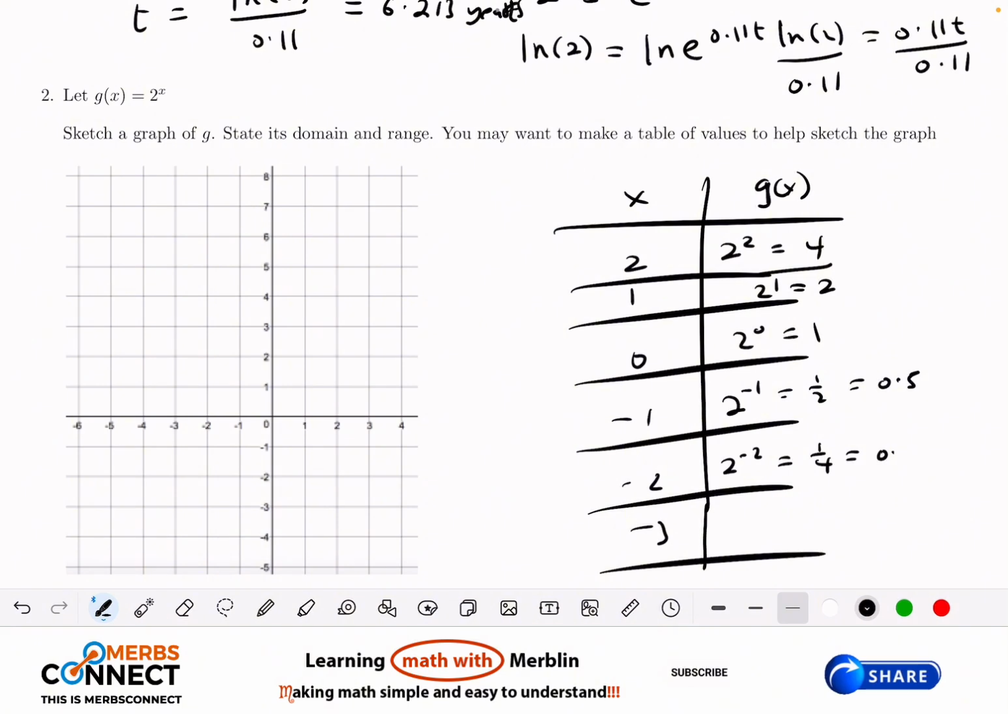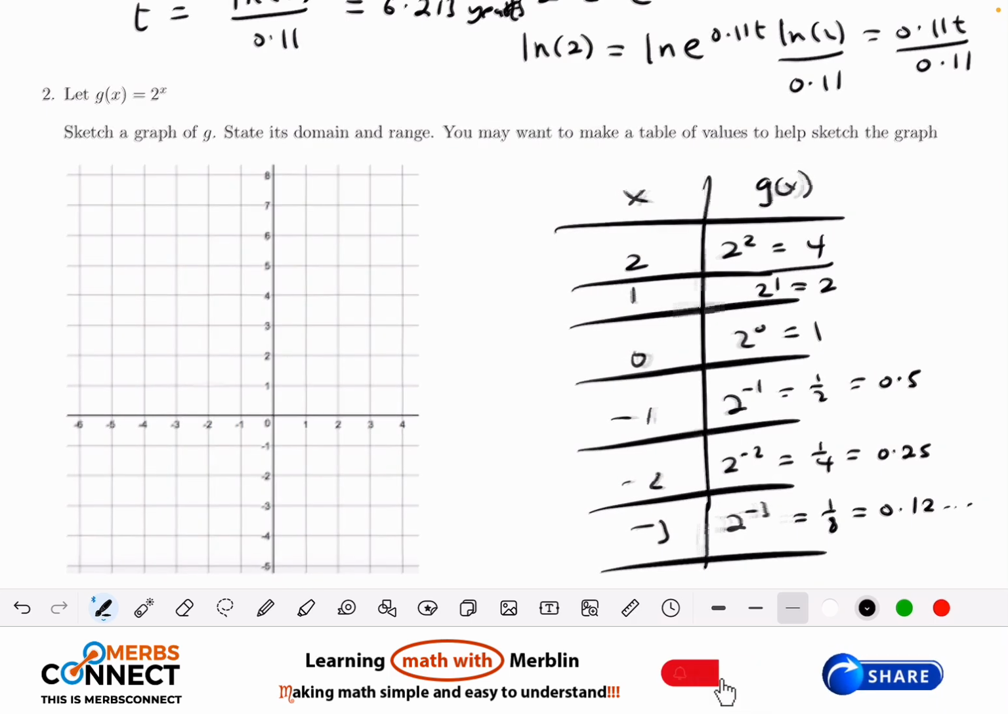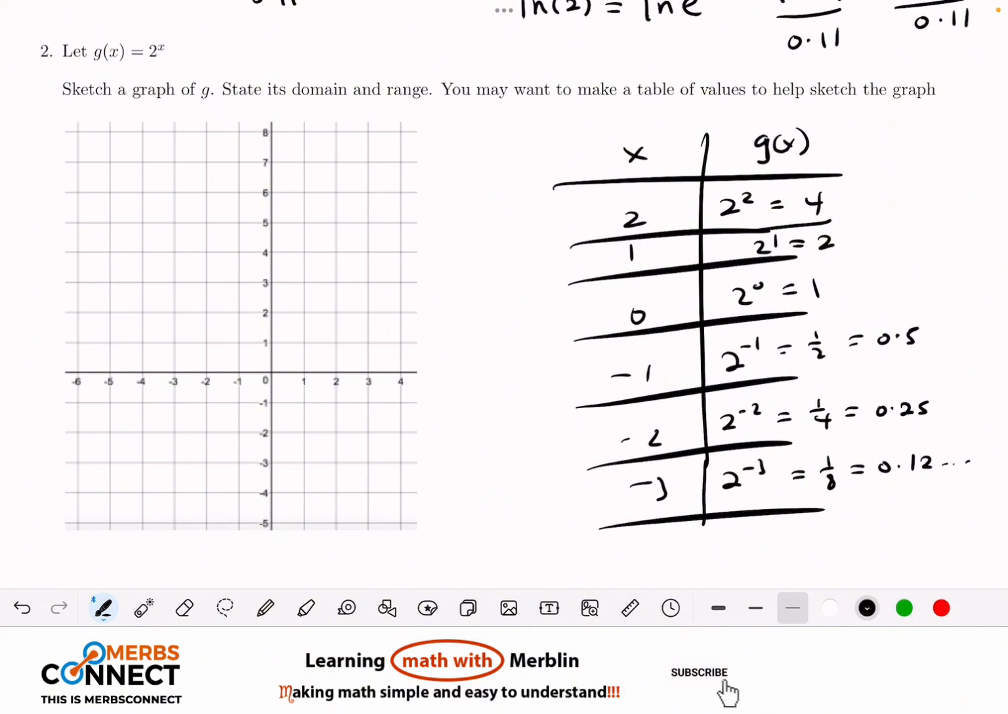equal to 0.25, yes. And then minus 3 is equal to 1 over 8. So we can put something like that. Yeah, so what we are going to get here is, I think, 5. Good. So now what we are going to do is plot this on this graph here.